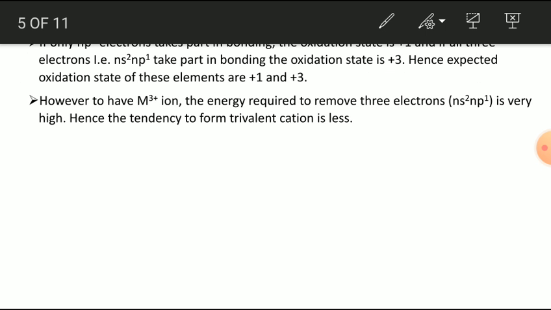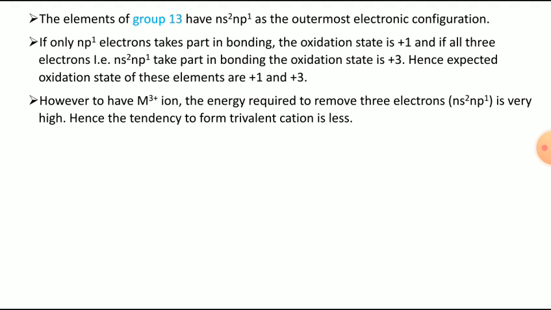However, to have M3+ ion, the energy required to remove 3 electrons, ns2 np1, is very high, hence the tendency to form trivalent cation is less.